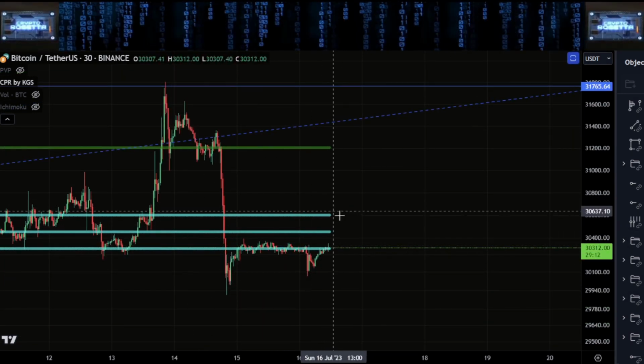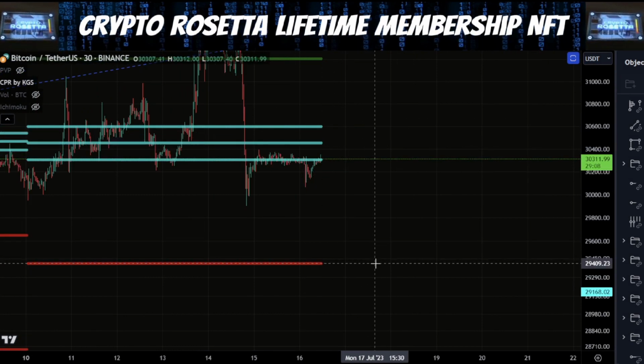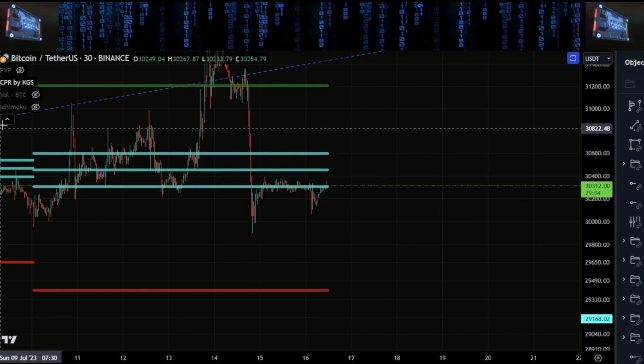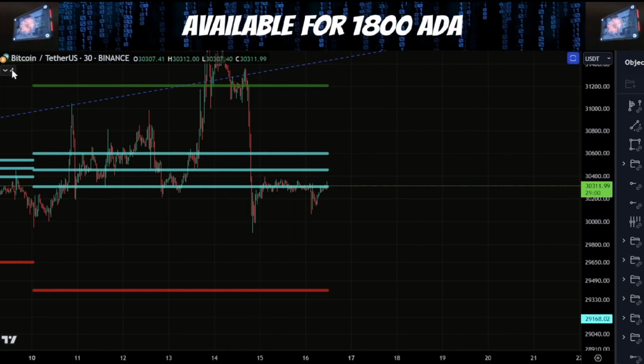If we do see price move up into these levels, there's a possibility we could see that rejection, and then we do have an R1 line down here towards this 29,409. Now these will get new lines printed as of tomorrow, so we need to just be aware of that. These are only going to be valid for today.